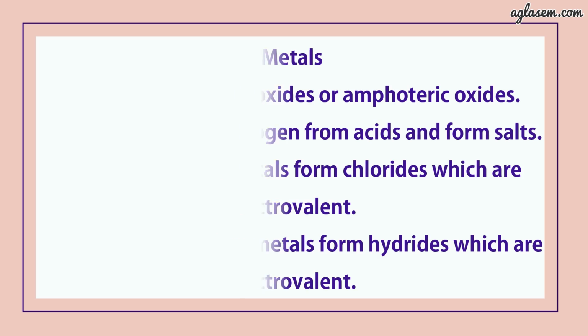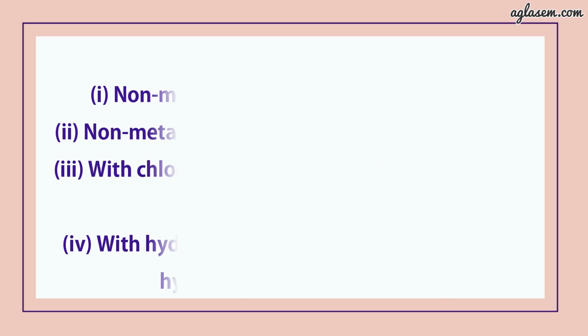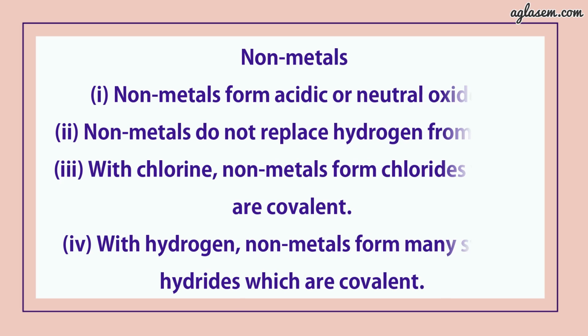Now, let's talk about non-metal. First, non-metals form acidic or neutral oxide. Second, non-metal does not replace hydrogen from acids. Third, with chlorine, non-metals form chlorides which are covalent. And the fourth point is, with hydrogen, non-metals form many stable hydrides which are covalent.